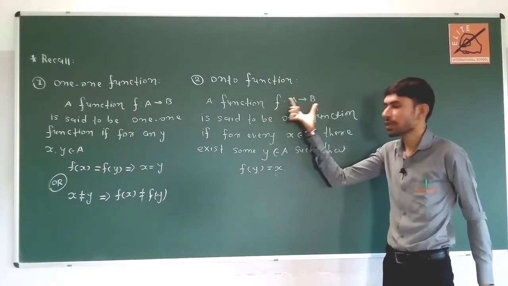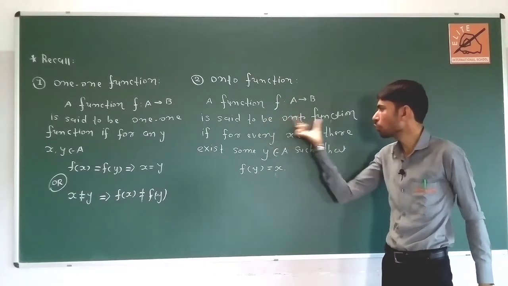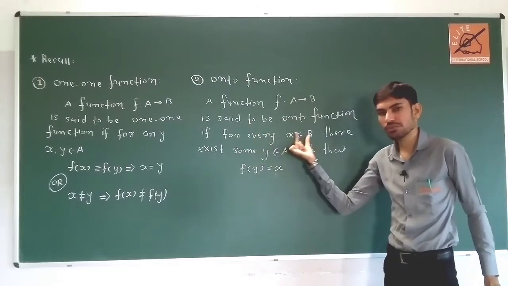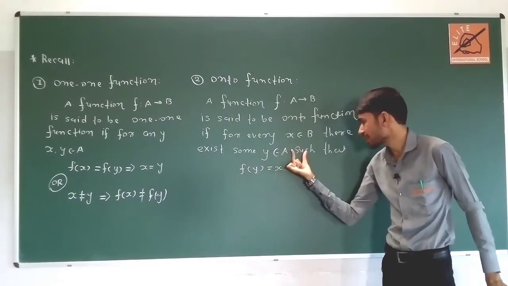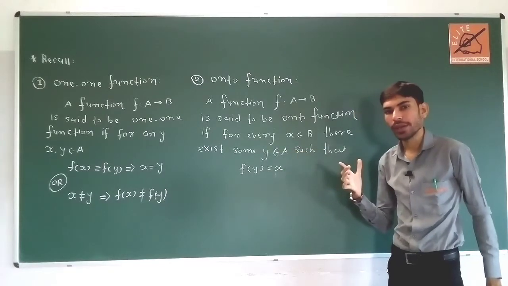A function f from A to B is said to be an onto function if for every x belongs to B there exists some y belongs to A such that f of y is equal to x.